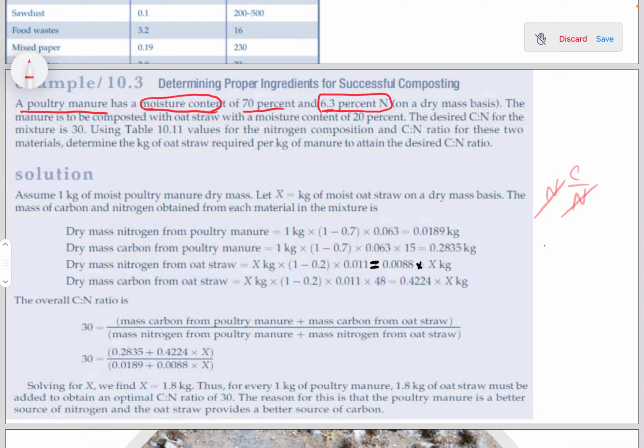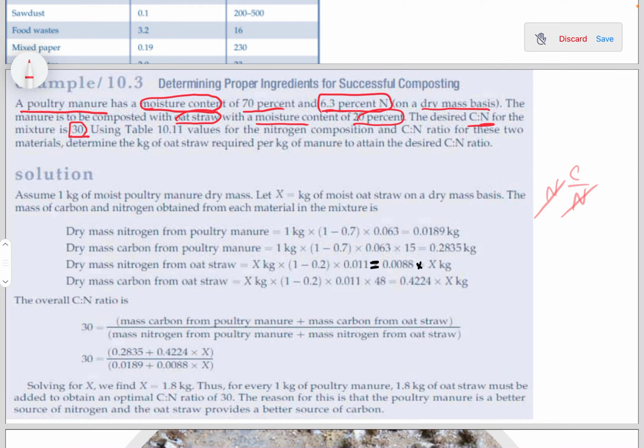Okay, this is on a dry mass basis. It should be checked on a dry mass basis, not on a wet mass basis. The manure is to be composted with oat straw with a moisture content of 20%. The desired C over N is 30, which is in the range of 20 to 40. That's fine. This is good.